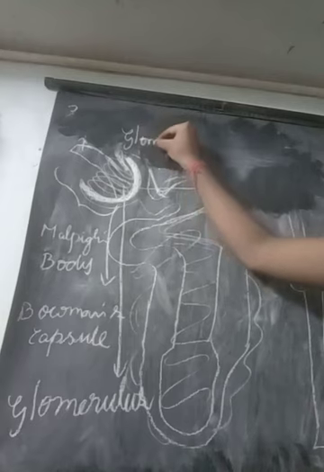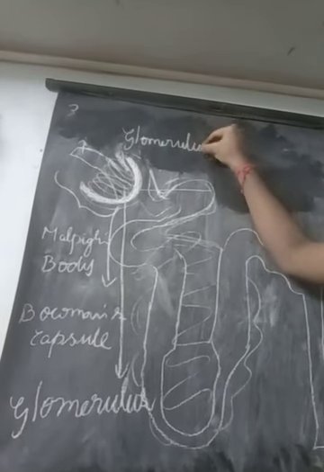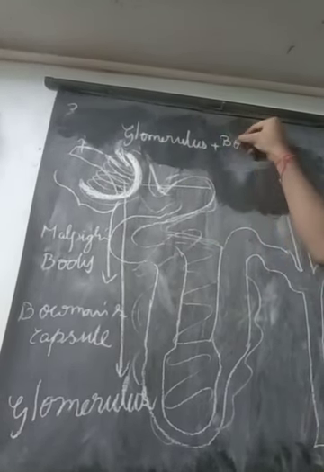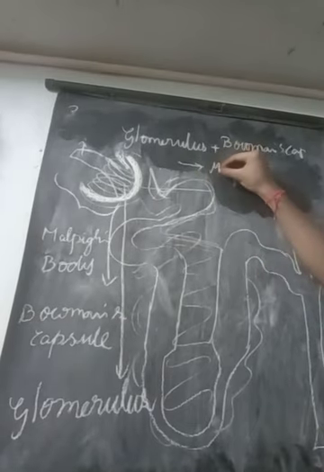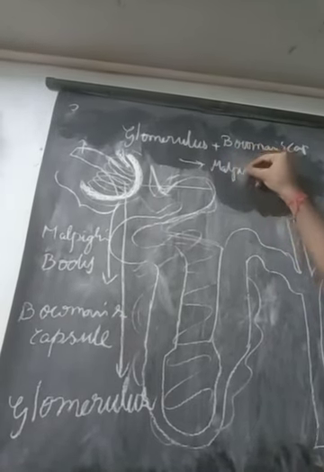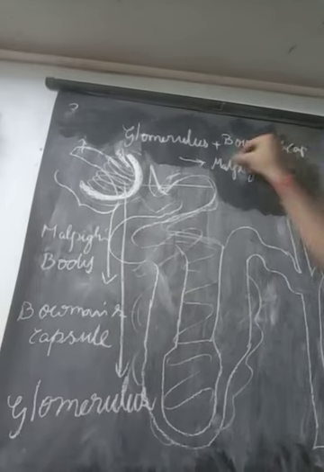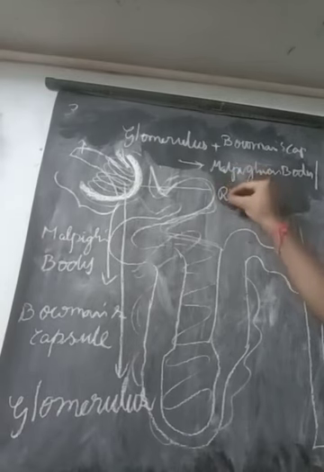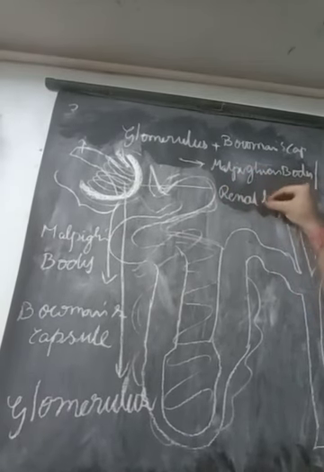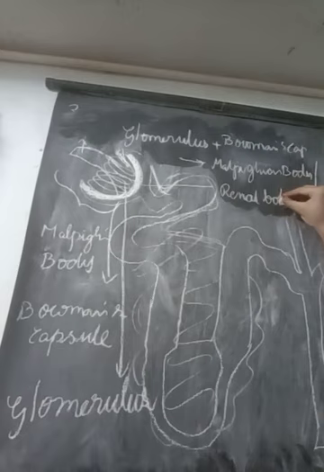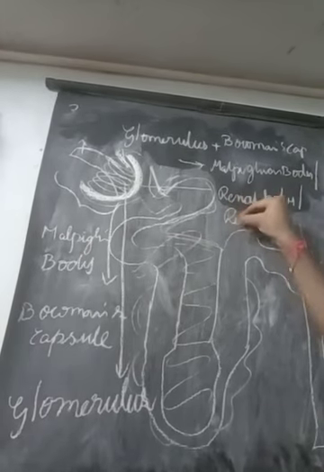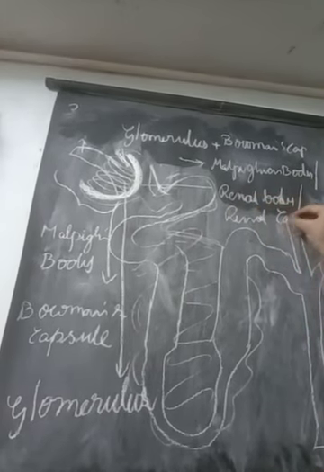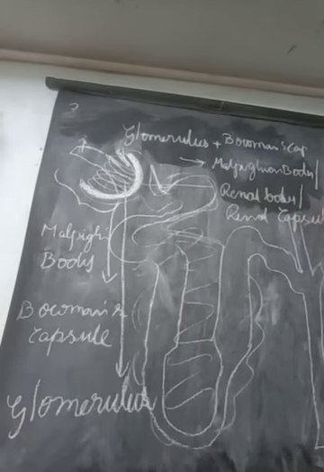Glomerulus plus Bowman's capsule together called as Malpighian body, or renal body, or renal capsule.